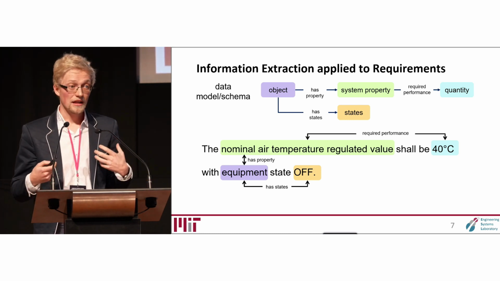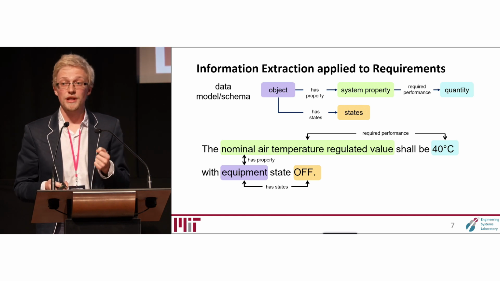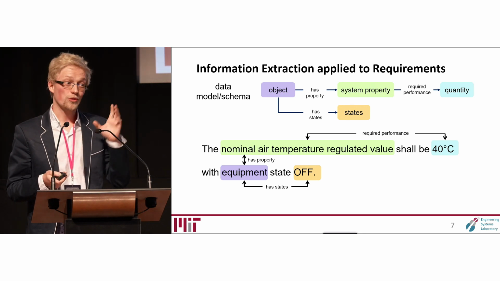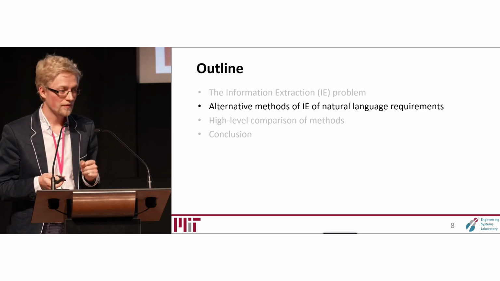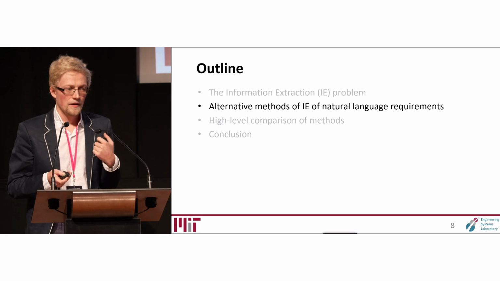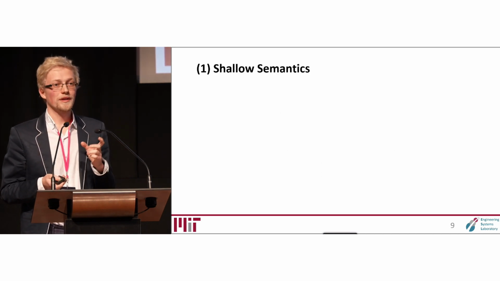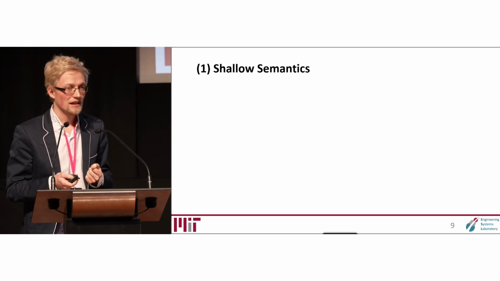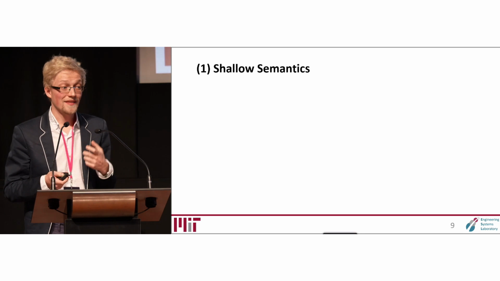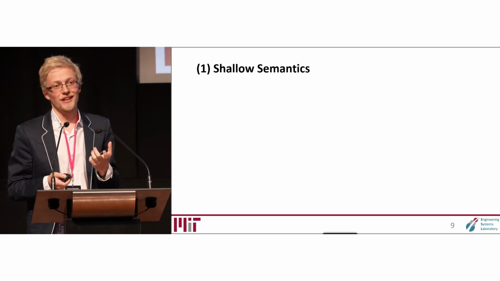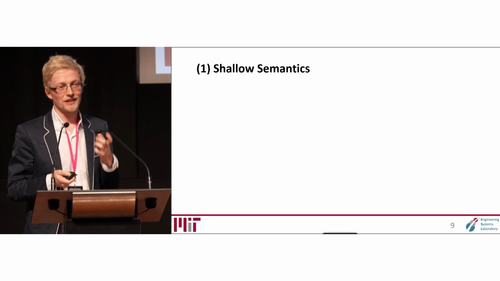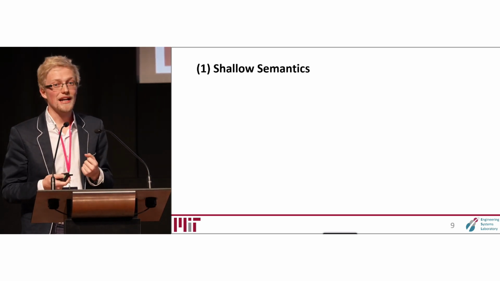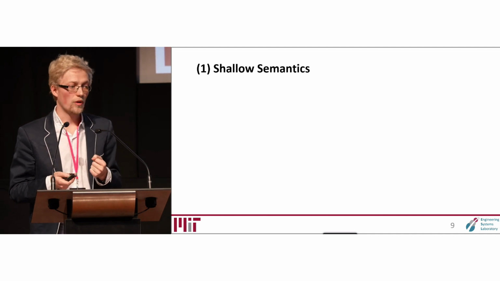So now that I hope you have a better grasp of what the information extraction problem is about, let me go into a couple of different strategies that we can use to solve this problem. And they're arranged more or less historically or chronologically. So to start with, one of the ways we can do it is called shallow semantics. This essentially consists in describing patterns that you expect your requirements to have, and using those patterns to extract information from the requirement.